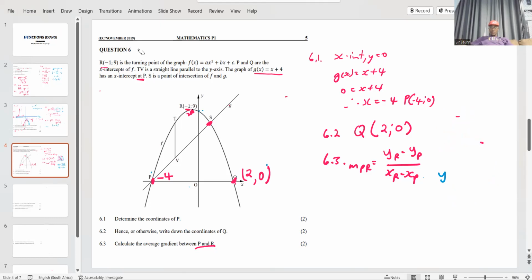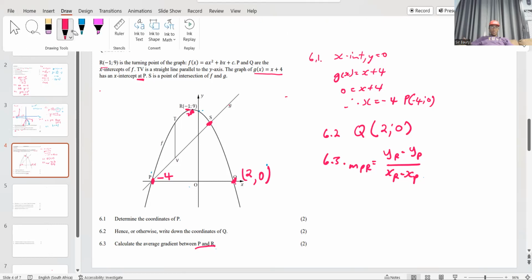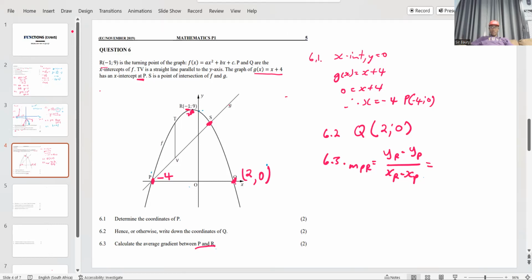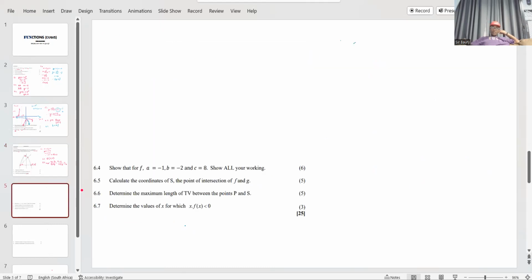Now, this is going to help me with substitution. So I have yR is 9, yP is 0, all over xR is -1 and xP is -4. Right? So that's 9 over 3, which gives me 3. That's my answer. Now, getting to the next question.